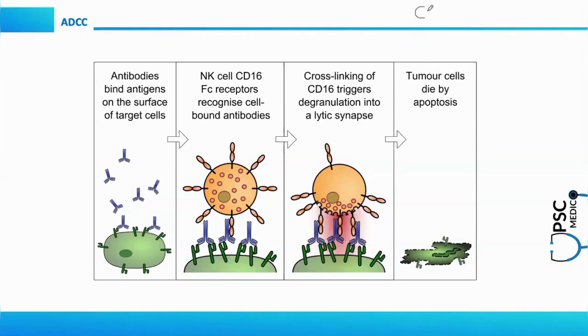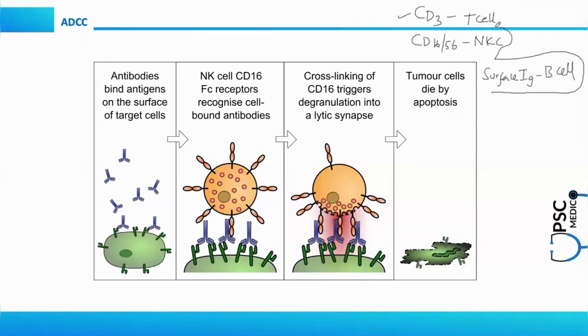And CD3, don't remember this cluster differentiation. They're important for postgraduate entrance, not for you. I'm only telling what is important. CD3 is specific for T cells. CD16 and CD56 are specific to natural killer cells. Surface immunoglobulin detection is specific to B cells. Okay, just remember these three important things.